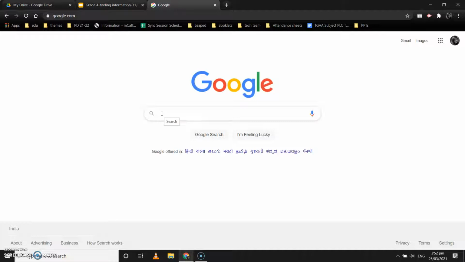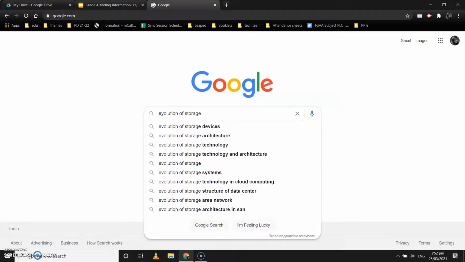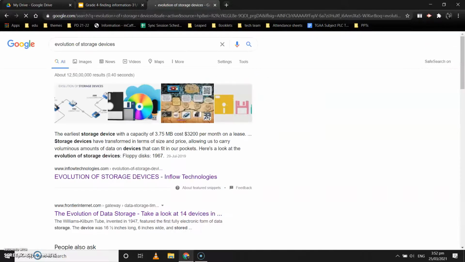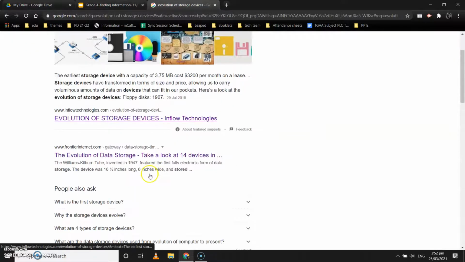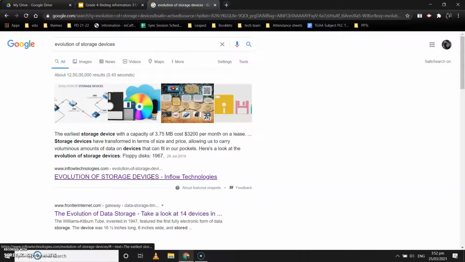So let's get started. So this is my Google homepage, and I'll type over here evolution of storage. You can get the information from. So let's check out our first website.